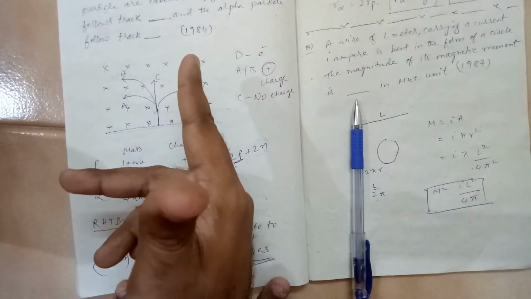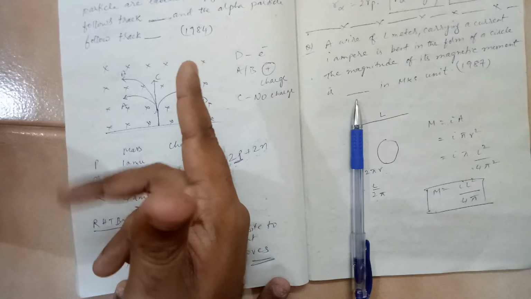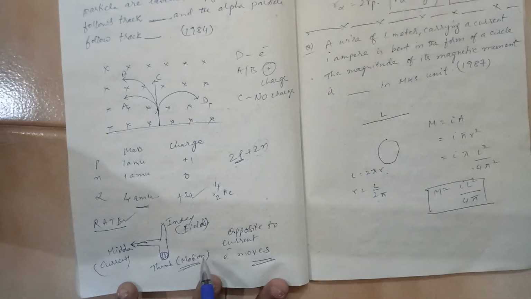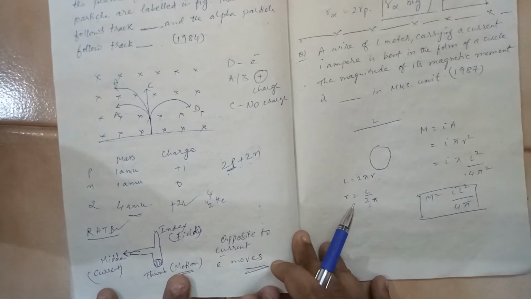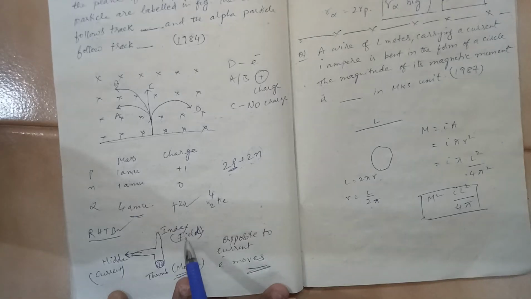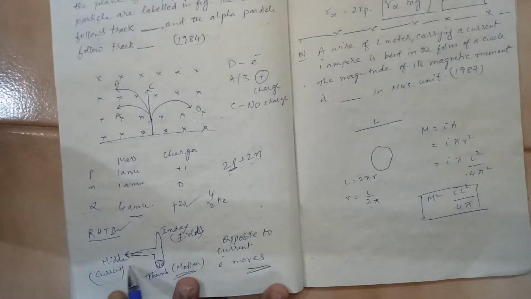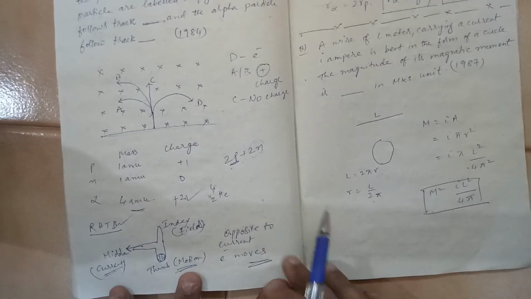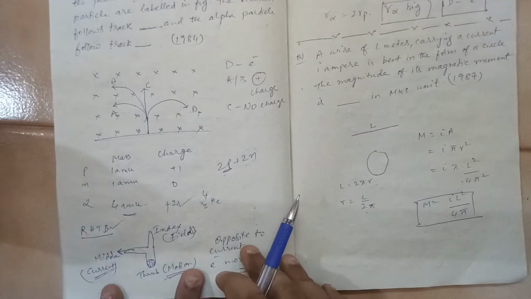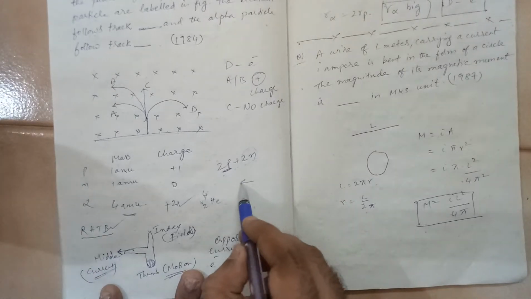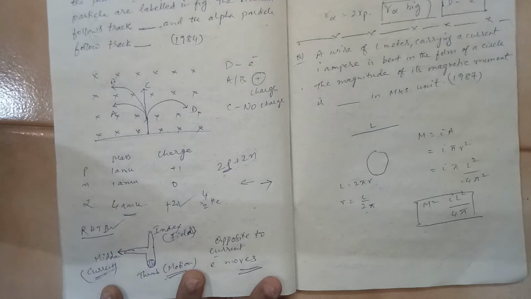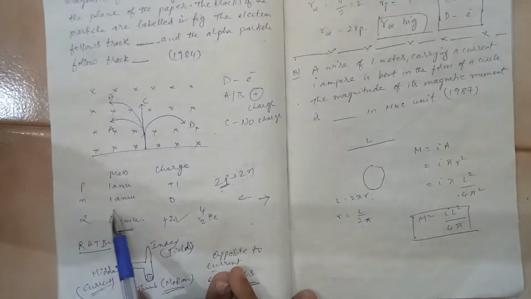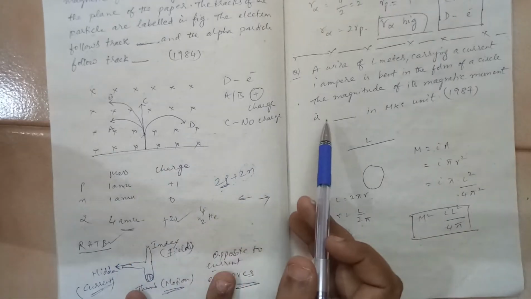This is the index finger, middle finger, and this is the thumb. The thumb indicates the motion of the charged particles. Index is indicating the magnetic field. Then towards right is indicated by the current direction. See, if the current direction is this direction, the electron direction will be the opposite direction. So as per the figure, the electron will be moving towards the right.